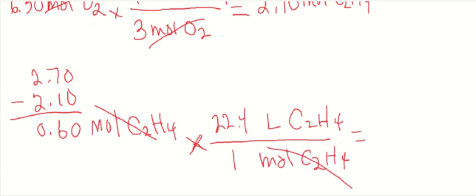All right, this one I'm going to get my calculator out. 13.44. So 13.4 liters of ethene left over, excess.